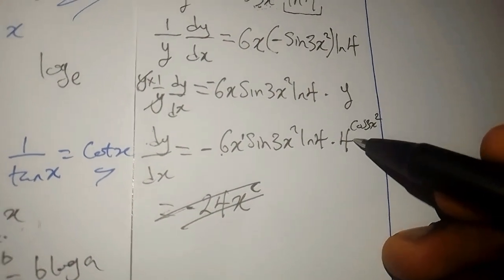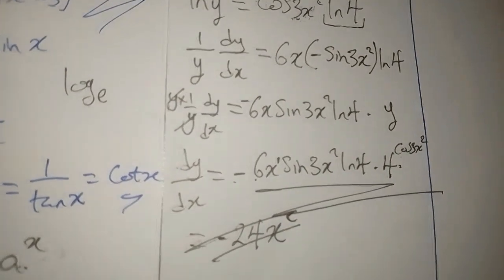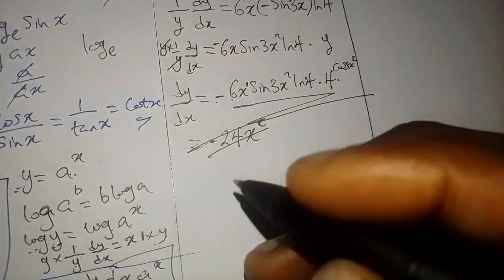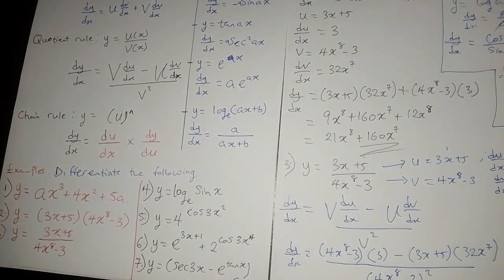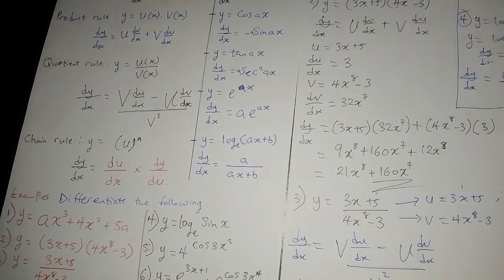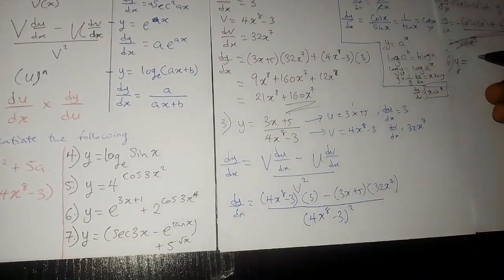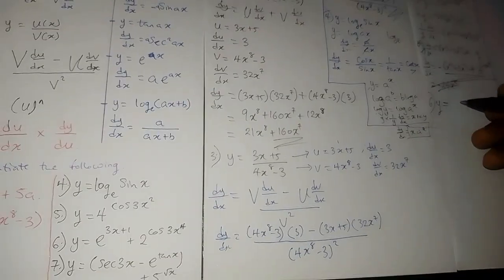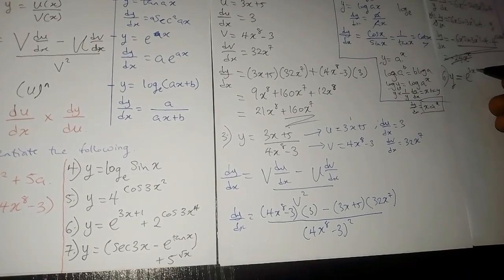Now moving to question 6. What's question 6 talking about? Question 6 is, let's say, y equals exponential 3x plus 1 plus 2 raised to power cos 3x raised to power 4. So from here, how can I differentiate this straight away?